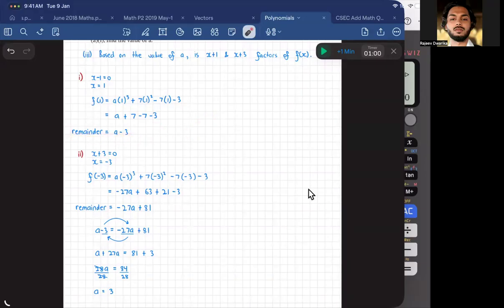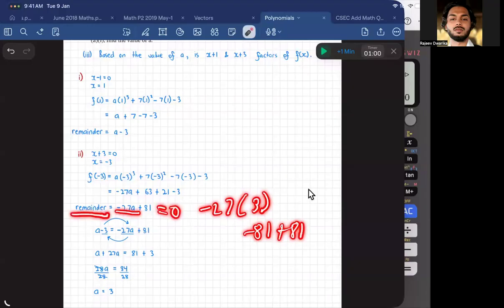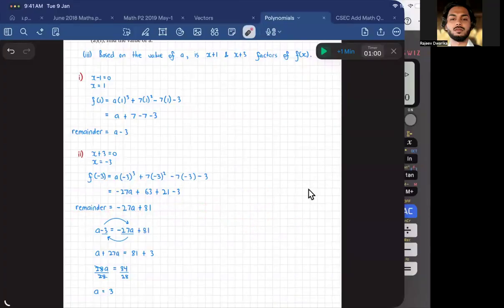Right? If we put 3 into this, what's minus 27 times 3? Negative 81. What is negative 81 plus 81? 0. Right? So in other words, the actual remainder is 0. So question, are x plus 1 and x plus 3 factors of f of x?